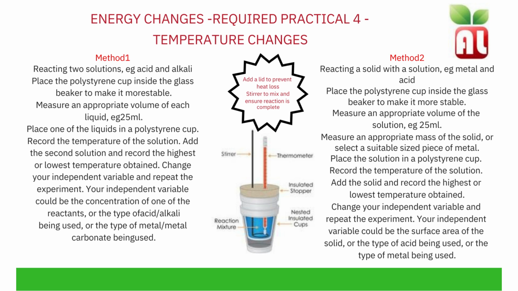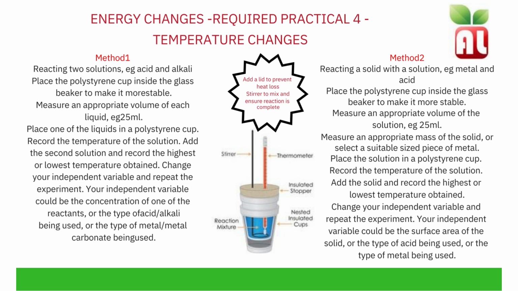In method 2, you're investigating temperature change, but when reacting a solid with a solution, for example a metal and an acid. Again, place the polystyrene cup inside the glass beaker to make it more stable. Measure an appropriate volume of the solution, for example 25 milliliters. Measure an appropriate mass of the solid, for example 2 grams, or select a suitable sized piece of metal.